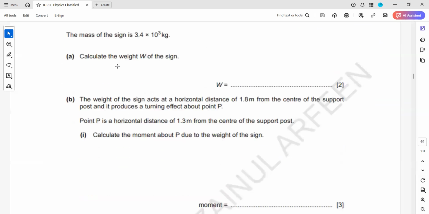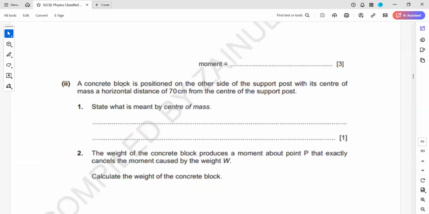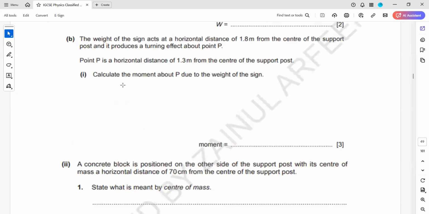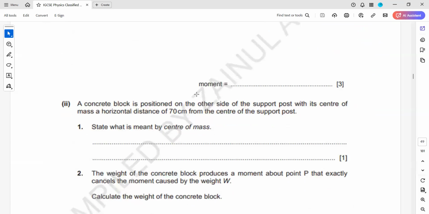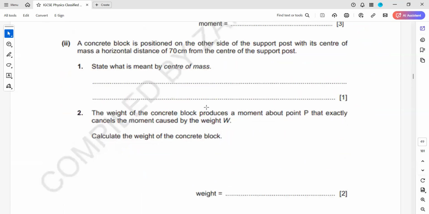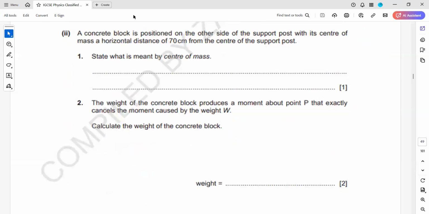Next, is it clear? This one point, determining. The concrete block is positioned on the other side of the support post with its center of the mass at a distance of 70 centimeters or 0.7 meters from the support. What is meant by center of the mass? Or how do we define the term center of the mass?